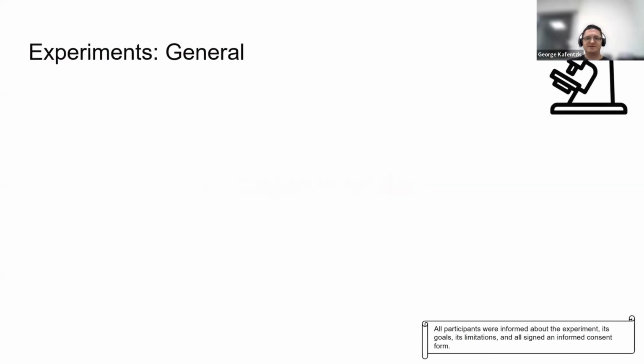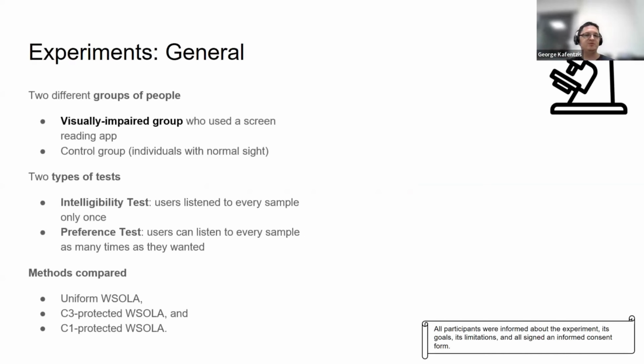So using these three criteria, we designed some experiments. We used two different groups of people. One group was a visually impaired group of people who used a screen reading app, and the control group, which were individuals with normal sight. We did two kinds of tests, an intelligibility test and a preference test. The methods that we compared were WSOLA as it comes off the shelf, a C3 protected WSOLA, which is the same algorithm but with the C3 criterion of non-stationarity protection, and the same for C1.